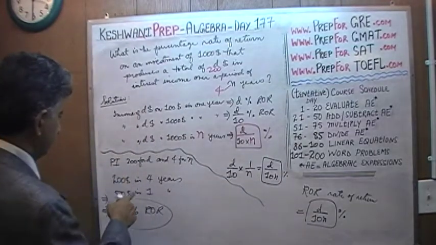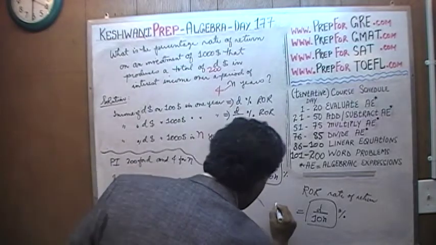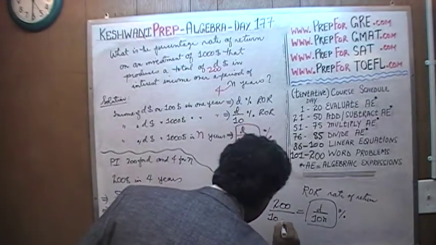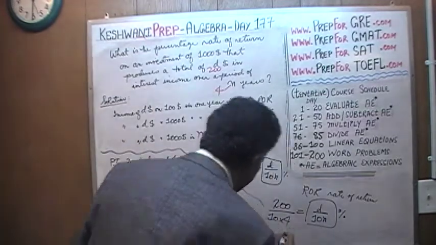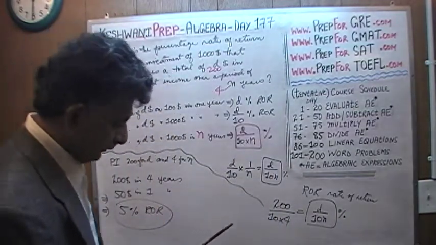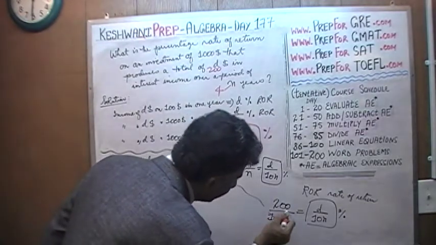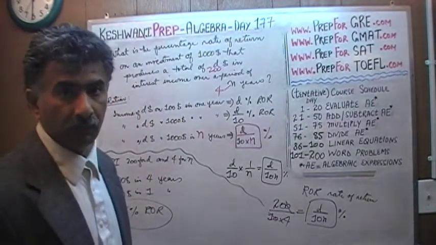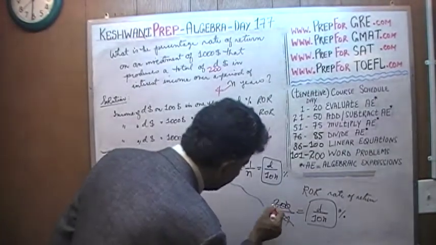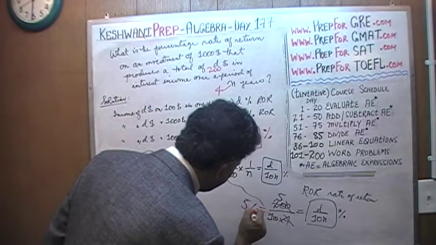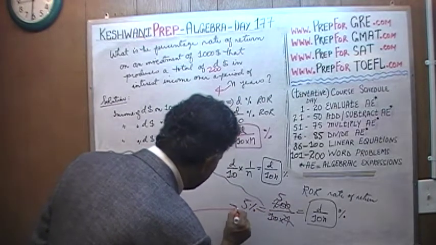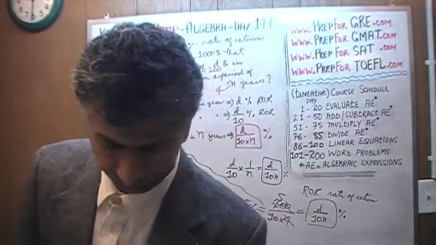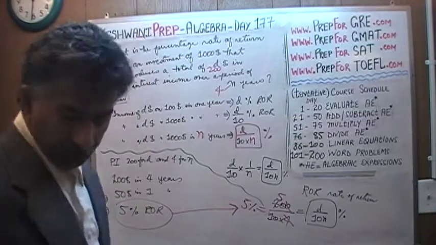D is 200, over 10 times n. 10 times n, which was 4. And let's see what happens. Well, this 0 cancels out with that 0. We end up at 20 over 4. And what do you know? 20 over 4 does equal 5. Today is our lucky day. It is 5%. Voila, as we say in the desert. Do you understand? That's it. We're done. That was all.